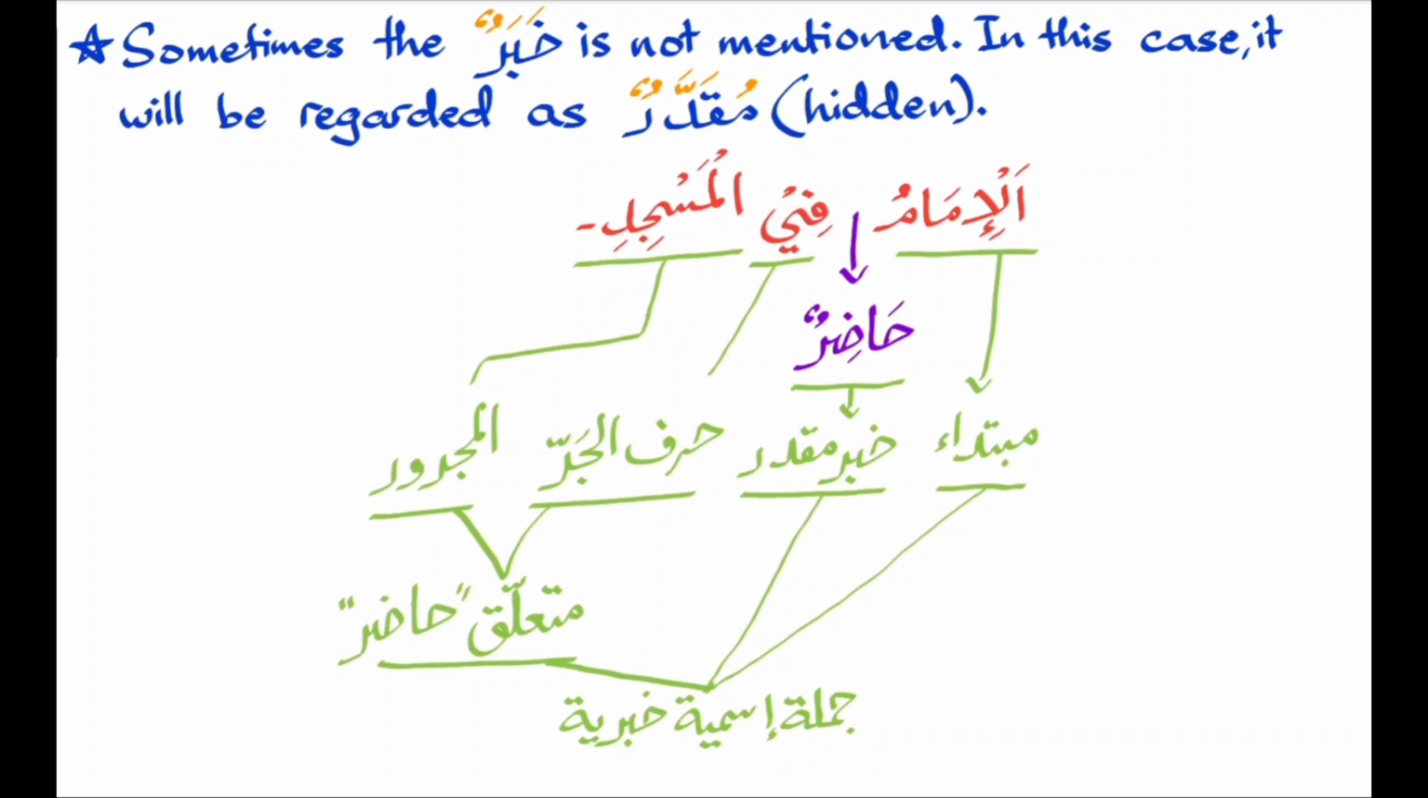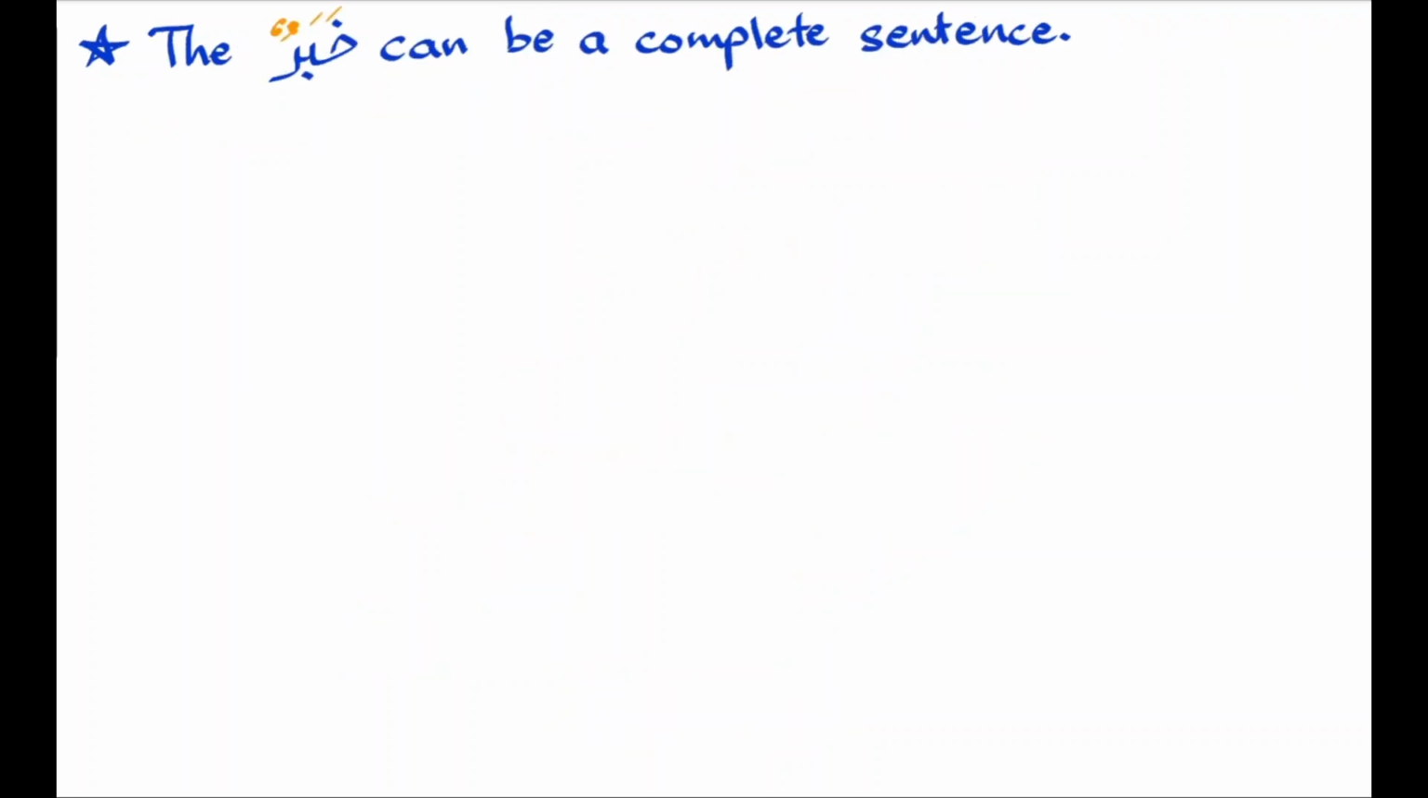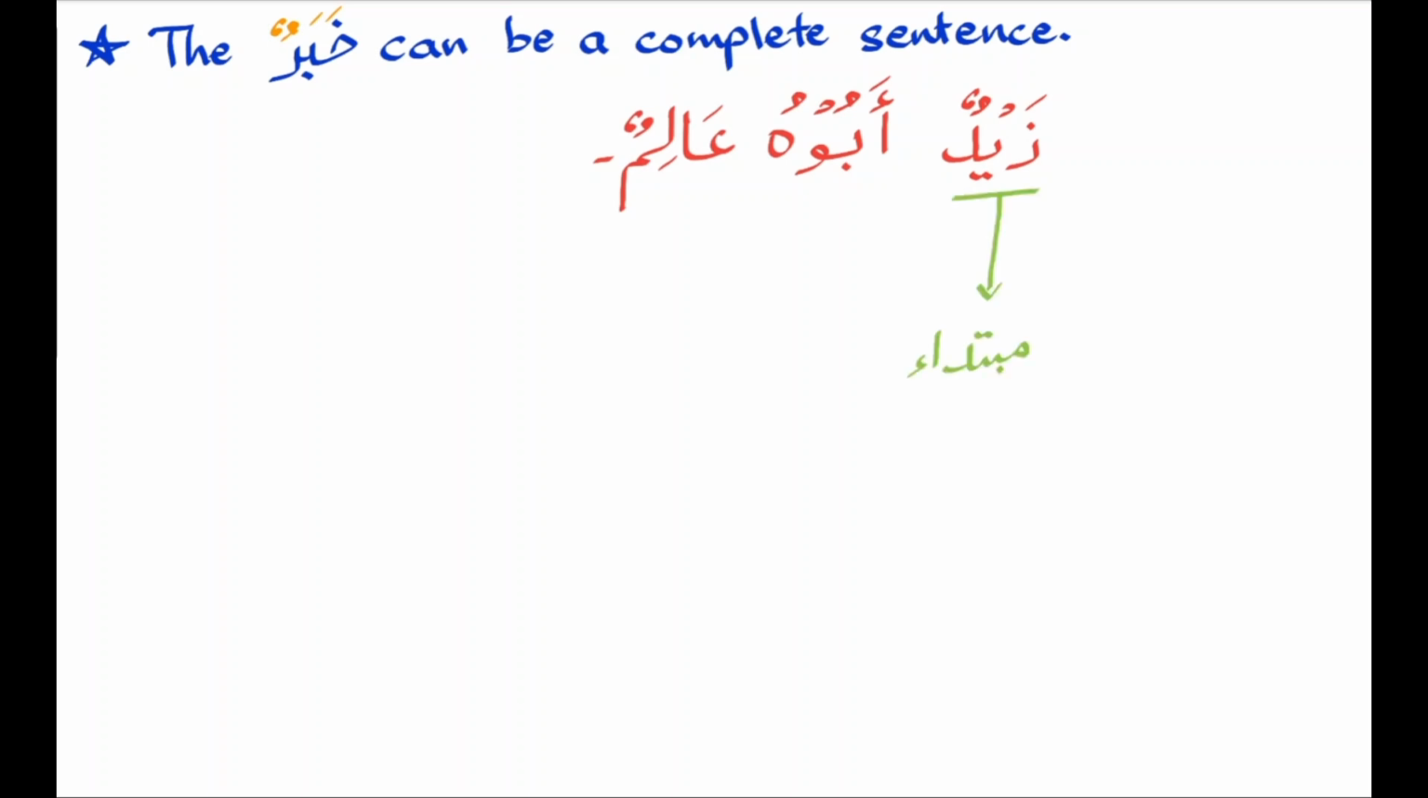Now one more note and we'll be done with the lesson. The khabar can be a complete sentence. For example, Zaydun abuhu alimun. Literally this means Zayd, his father, is knowledgeable. And what it means to say in proper words is Zayd's father is knowledgeable. Here as you can see, Zayd is the mubtada and abuhu alimun, that whole thing is the khabar.